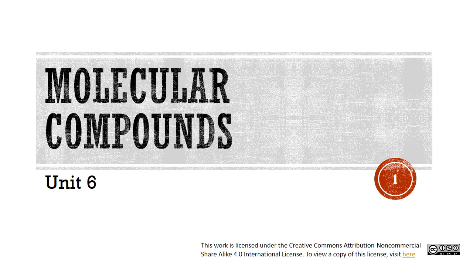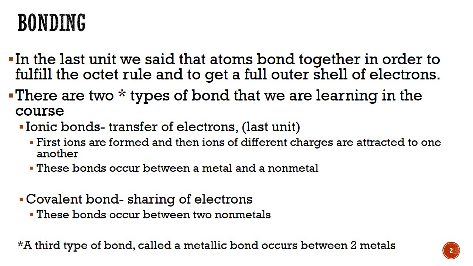All right, so let's take a look at molecular compounds. In Unit 5, we talked about the reason why atoms bond together. They want to fulfill the octet rule, or in other words, they want to have a full outer shell of electrons.